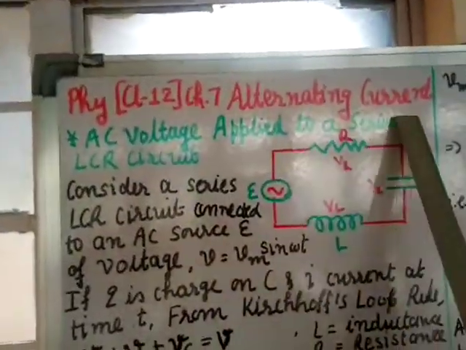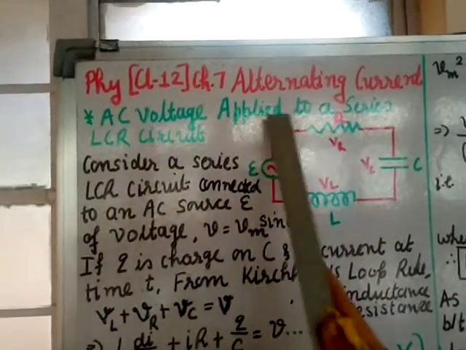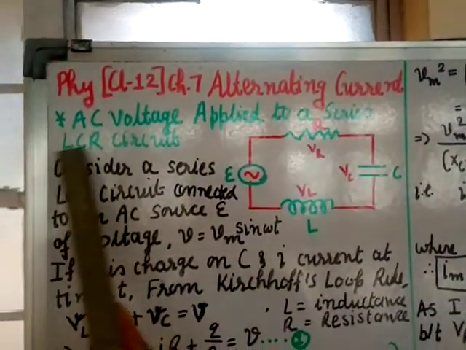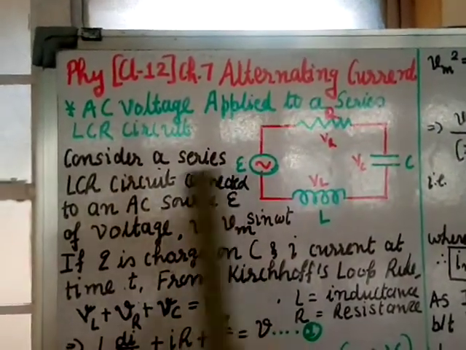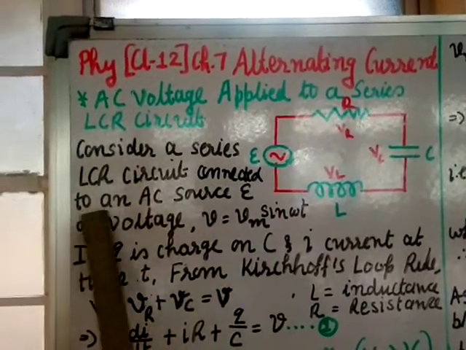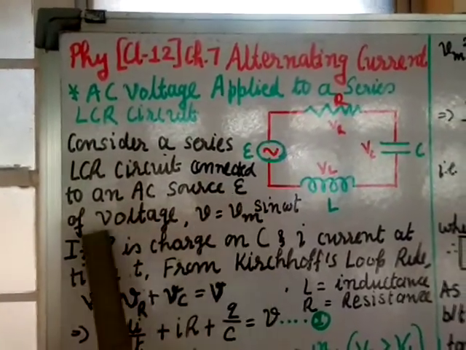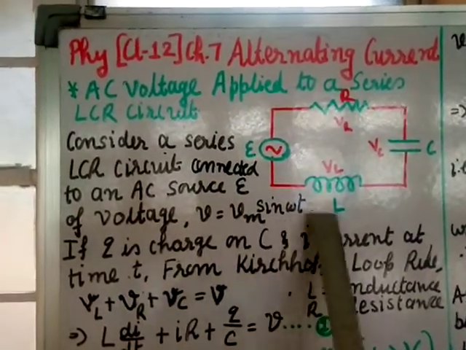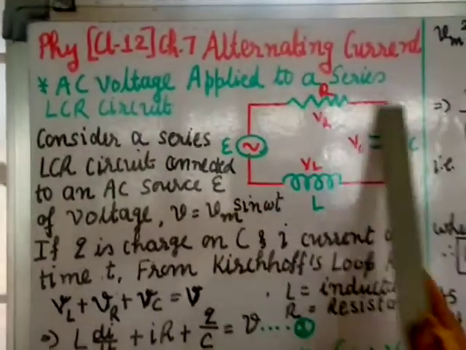Physics Class 12 Chapter 7, Alternating Current. AC voltage applied to a series LCR circuit. Consider a series LCR circuit connected to an AC source E of voltage V equal to Vm sin omega t. This is a circuit diagram.